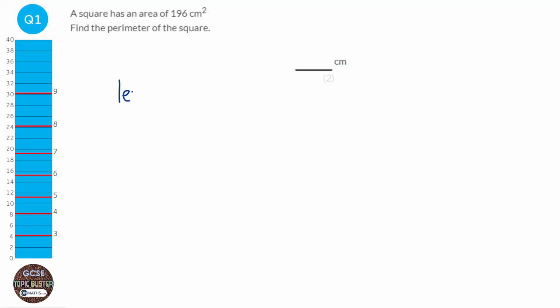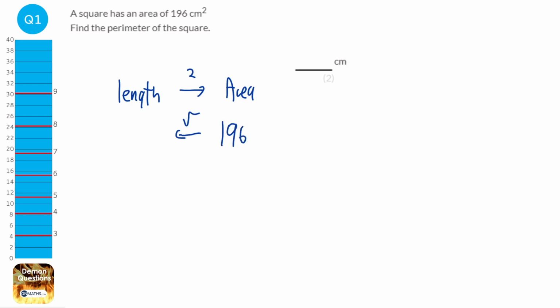To get from the length of a square to the area, we square the length. To work backwards, we square root, because the inverse of square is square root. So we've got 196 and we're going to square root it to find the length. So we work out the square root of 196, which is what number times itself is 196. You should learn them from 1 to 15, so you should know all of the square numbers from 1 to 15. So you should know that the answer is 14. So the length therefore is 14.